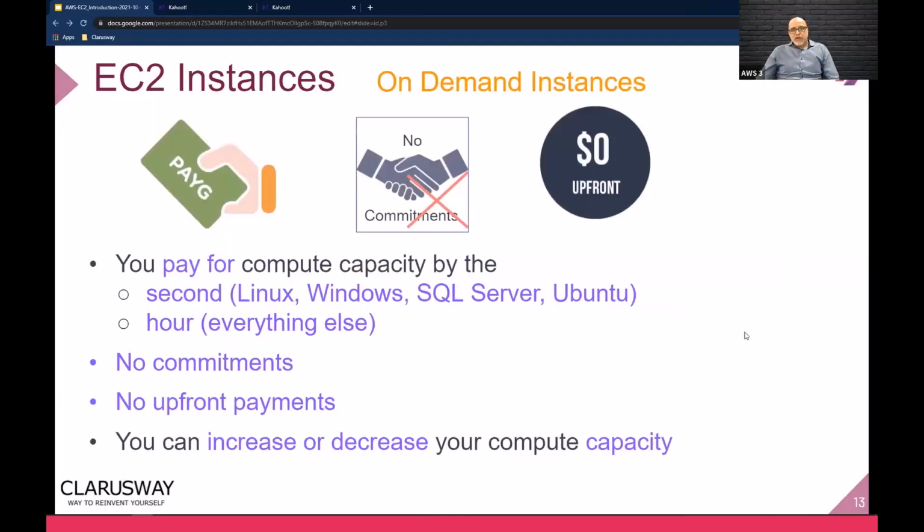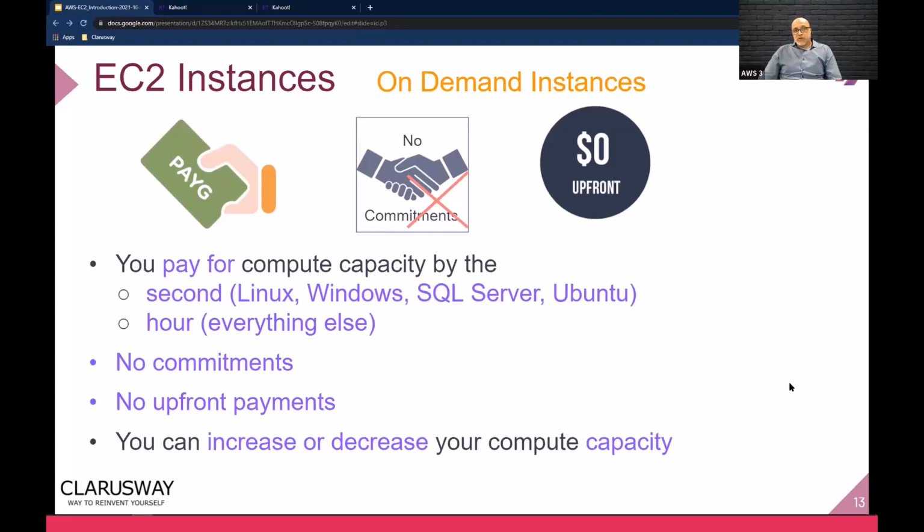All right, so let's talk about on-demand. You pay either per second or per hour. For Linux, Windows, SQL Server, and Ubuntu instances, you pay by the second. Everything else you pay by the hour. If you're paying by the second and use it for less than an hour, you're charged for exactly how many seconds you've used it. Everything else, if you use it for less than an hour, you get charged the fractional amount of an hour that you use. So it rounds up to the nearest hour.